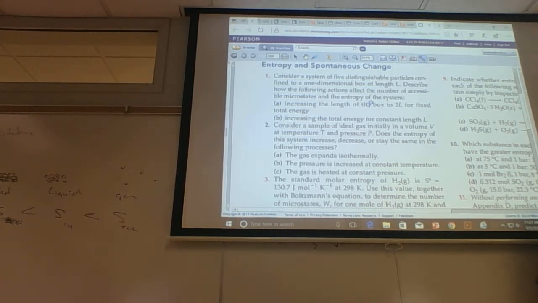Entropy increases. Do you guys remember isothermal versus adiabatic? What's the difference between isothermal expansion, contraction, and adiabatic expansion, contraction? Adiabatic is constant pressure. Adiabatic is not constant pressure. Adiabatic is something different.